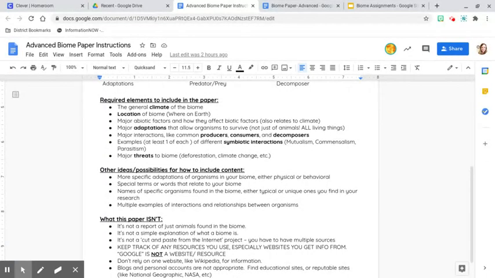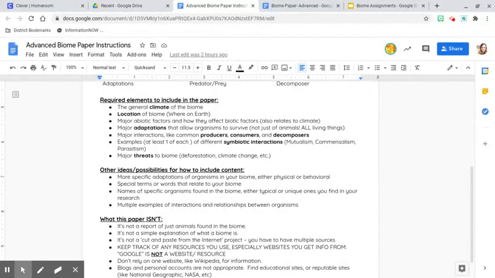The required elements to include in the paper. So the general climate of the biome, what kind of weather do they usually see? Where is it located on Earth? So the location of the biome. Major abiotic, which if you remember from our last test, abiotic means non-living. So what are the non-living factors and how do they affect the biotic, which are the living factors? And you can also relate this to the climate. So an abiotic factor could be temperature. So how does that affect the animals in that area or the plants in that area, okay?